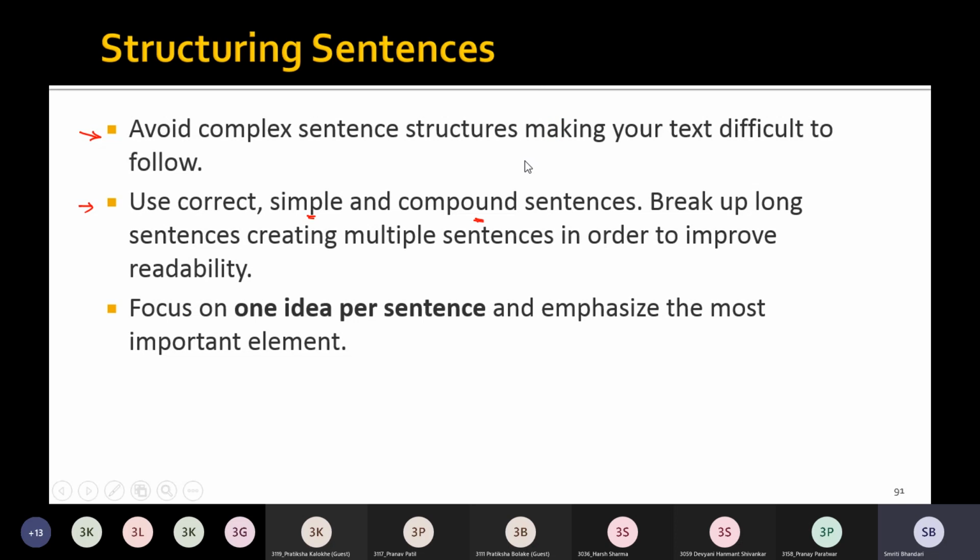Now, the next guideline is: whenever we are writing any particular sentence, please focus upon one idea per sentence and try to emphasize the most important thing that you intend to convey to the reader. Focus on one idea per sentence. Do not write a sentence comprising more than one idea that you are emphasizing. It would become complex to understand for the reader who is reading your document for the very first time.